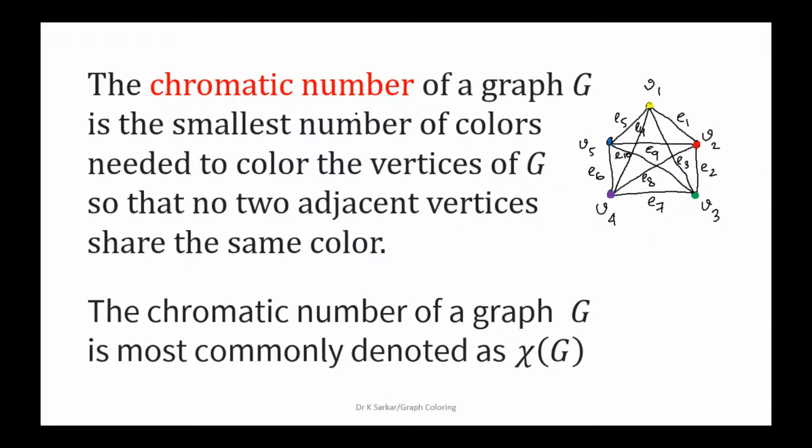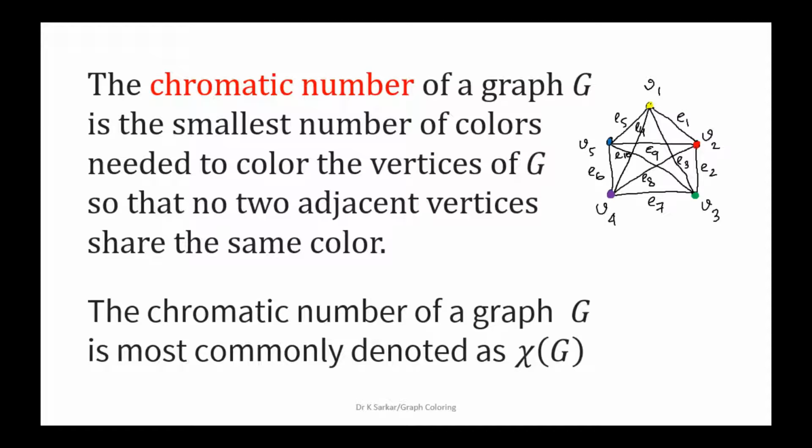The chromatic number of a graph G is the smallest number of colors needed to color the vertices of G so that no two adjacent vertices share the same color. The chromatic number of a graph G is denoted as chi G. In the given graph, we observe that there are 5 vertices V1, V2, V3, V4, V5. V1 is adjacent to V2, V3, V4 and V5.